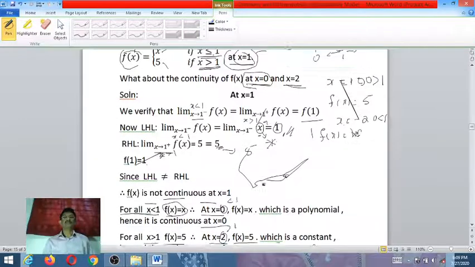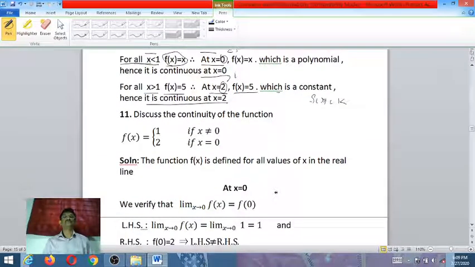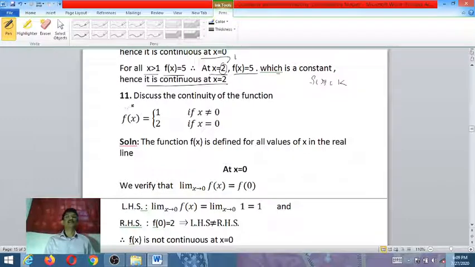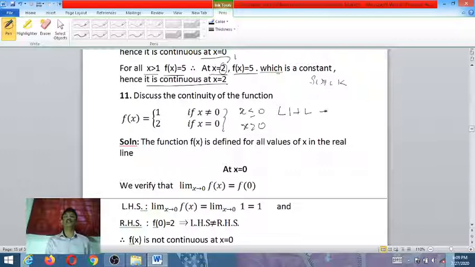Now come to the next problem. Discuss the continuity of the function f of x equals 1 if x not equal to 0, 2 if x equals 0. What is the speciality of this problem? It's a simple problem. Look at here. It is not given x less than or equal to 0, x greater than or equal to 0. So here we need not go for left hand limit and right hand limit, not necessary.